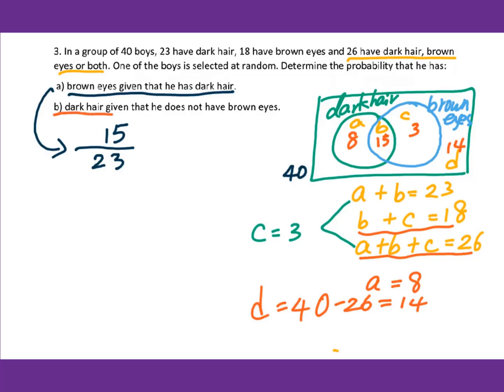Let's do the B. Dark hair, given that he doesn't have brown eyes. Doesn't have brown eyes, that means we got to use 40 minus 18. That will be 22 as a denominator. Not brown eyes. Among these 22, how many of them have dark hair? It will be 8. Therefore, we reduce. It will be 4 over 11.